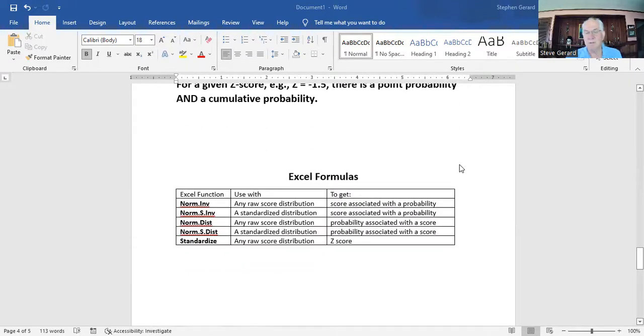Here are the Excel formulas. I'm going to go to Excel in a minute and show you a bit about how to use them. You start reading them and you're going, geez, Steve, the language is really repetitive here. What are we talking about? Well, again, the first question, I mentioned standardized. You probably are not going to use that ever.